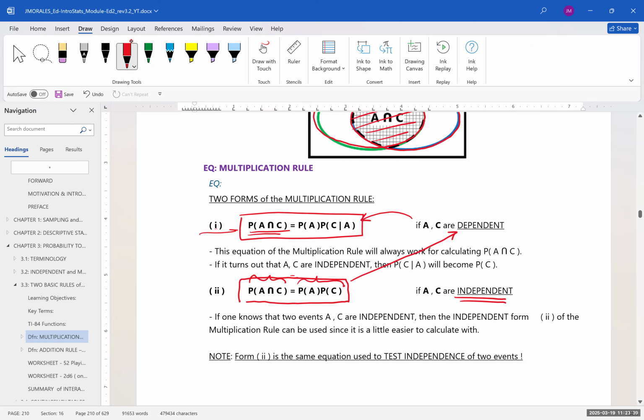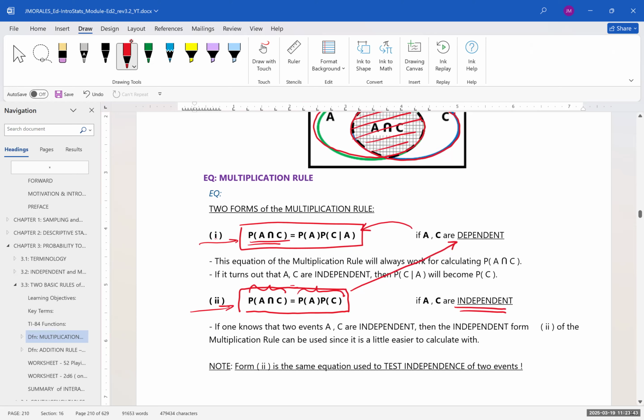So these are the two forms of the multiplication rule. And in order to know which of the two forms you need to use, either this one or this one, you have to test and see whether the two events are independent or dependent. And that tells you whether to use this equation or whether to use that equation.